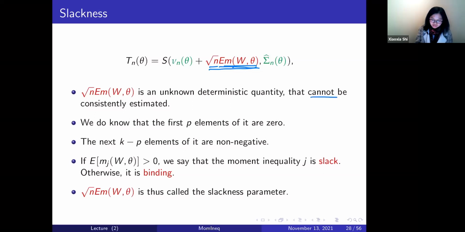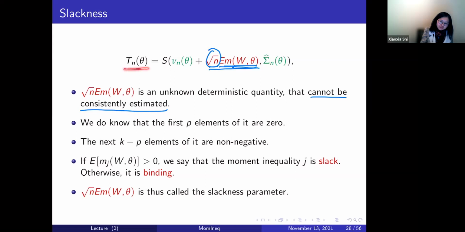It also cannot be consistently estimated because of the square root n scale, right? This is the population mean. You can estimate the population mean in regular cases, but at most root n consistently. So root n times this cannot be estimated consistently. So this part is unknown and cannot be consistently estimated. So the null distribution of T_n(theta) cannot be feasibly approximated, because there is a term that cannot be consistently estimated.